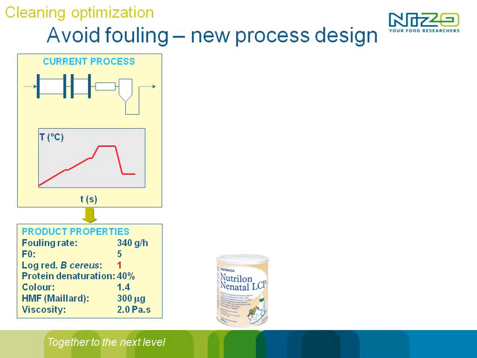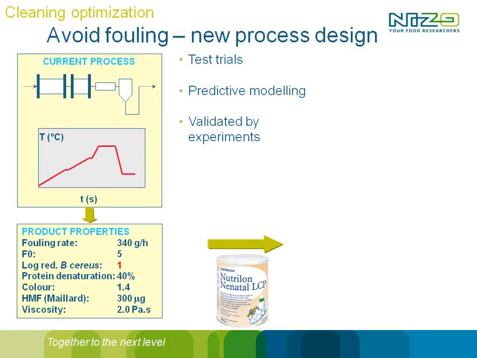They had a process in the past where they wanted to implement a new formulation for this Nutrilon neonatal, but the product was fouling heavily inside the heat exchanger. The fouling rate was 340 grams per hour, leading to run times of less than 2 hours, so not a feasible process. We did some test trials in our pilot plant, combined the results with a predictive model within NIZO Premia, validated it by experiments, and we could optimize the process.